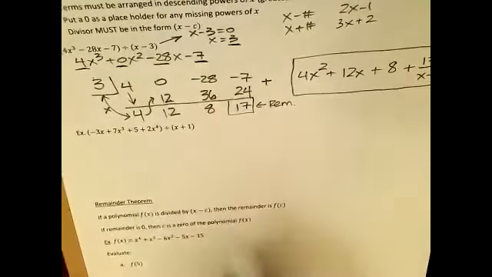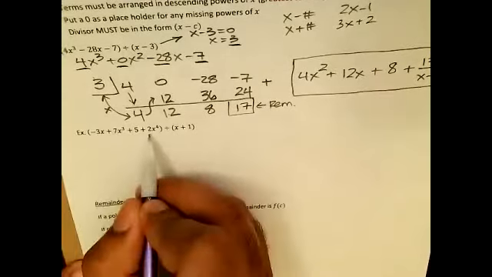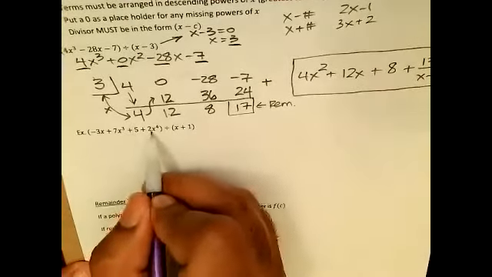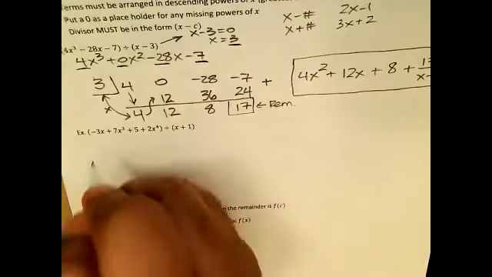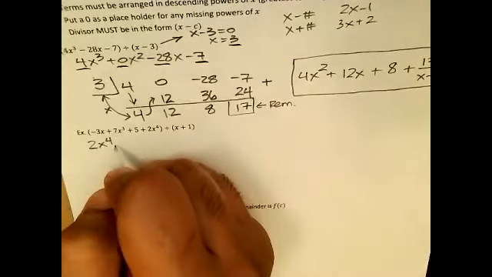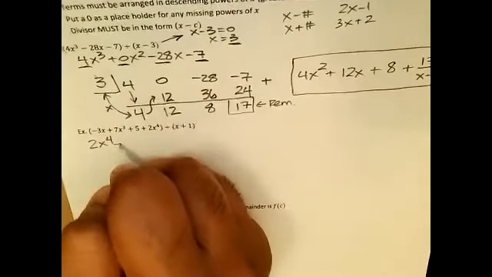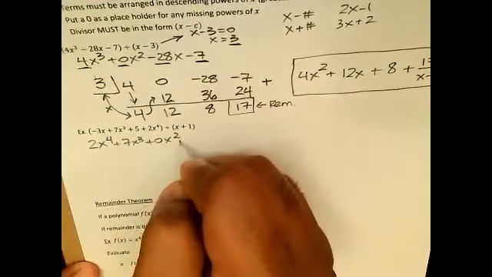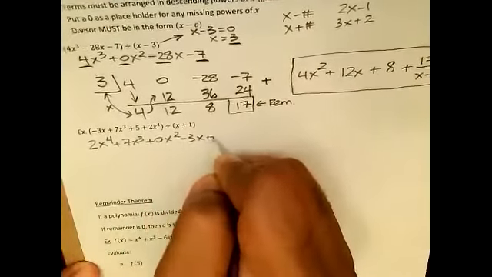Here's another example. This is my polynomial. First, I'm going to have to rearrange this. You also notice here that there's not an x squared term, so I'll have to include an x squared term. So when I rearrange this, it's going to become 2x to the 4th plus 7x cubed plus 0x squared minus 3x plus 5.